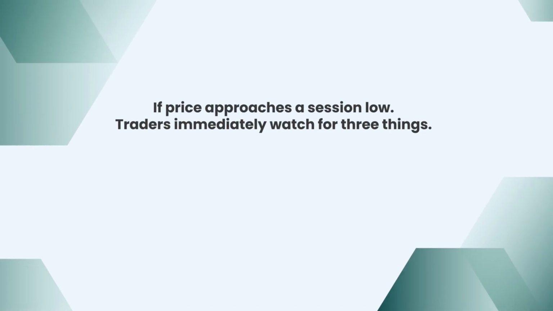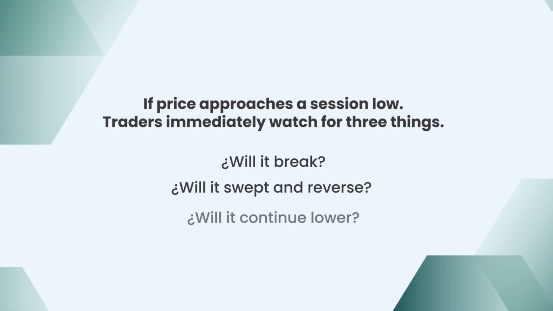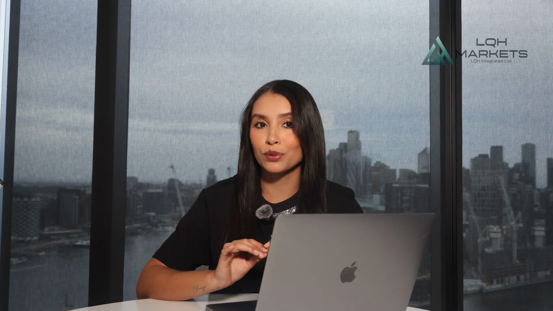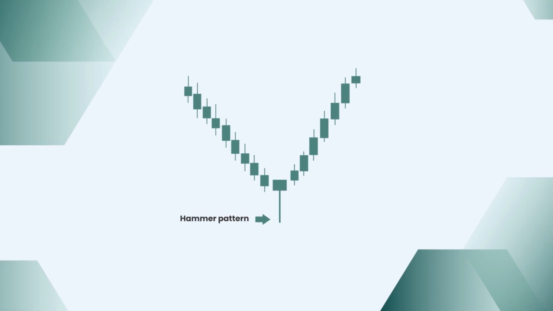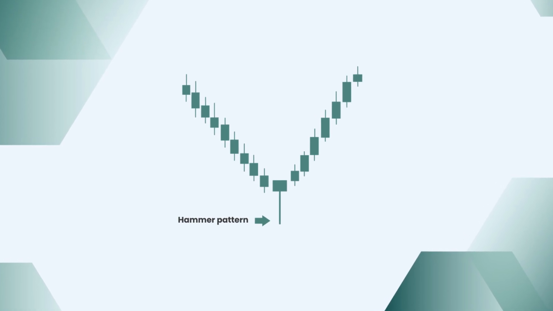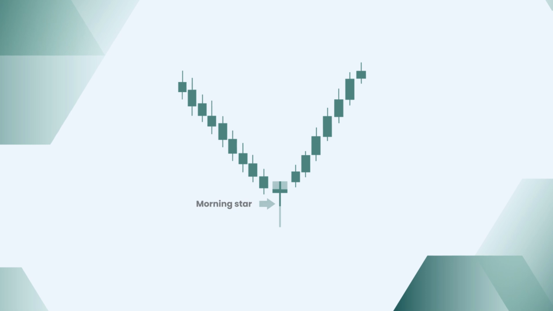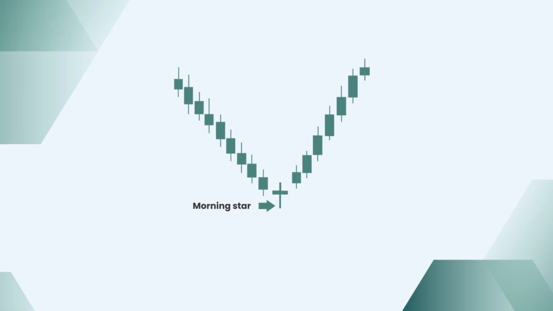If price approaches a session low, traders immediately watch for three things. Will it break? Will it sweep and reverse? Will it continue lower? The low price becomes the decision point. In candlestick patterns, the low is equally important. A hammer forms when price dips to a low and buyers absorb the move, creating a long lower wick. A selling climax happens when the market hits an extreme low with massive volume. A morning star begins with a candle that pushes into a deep low but then reverses.